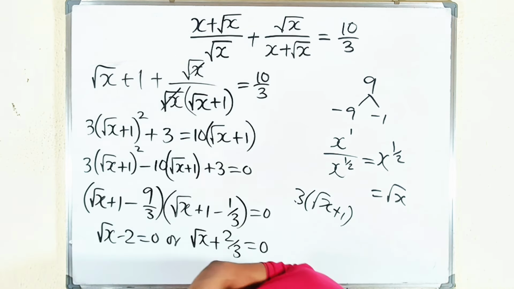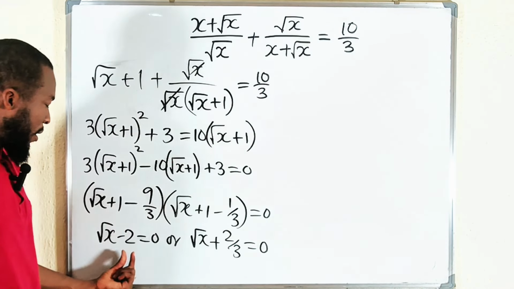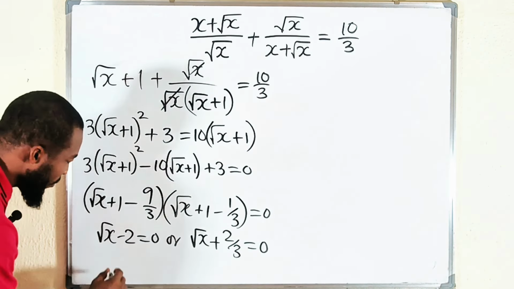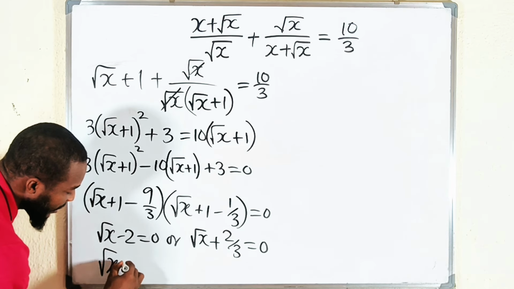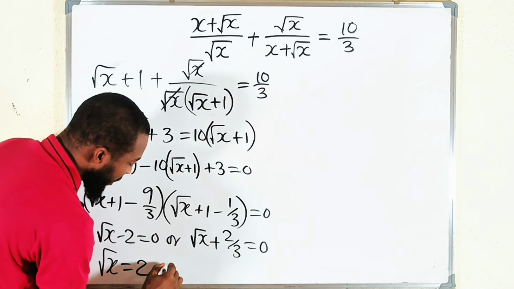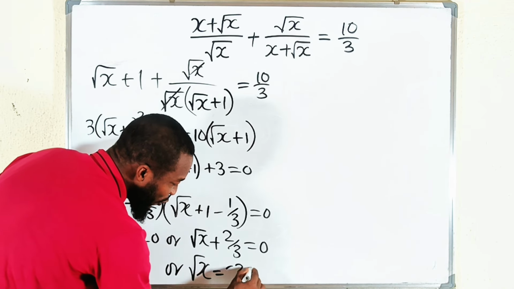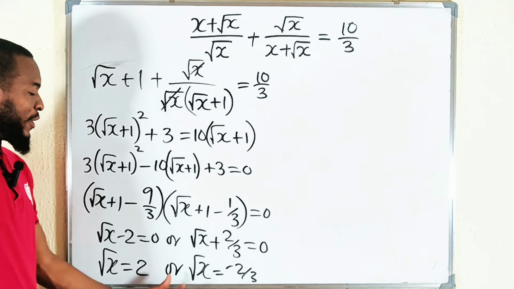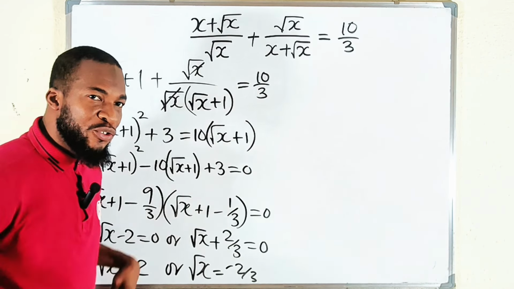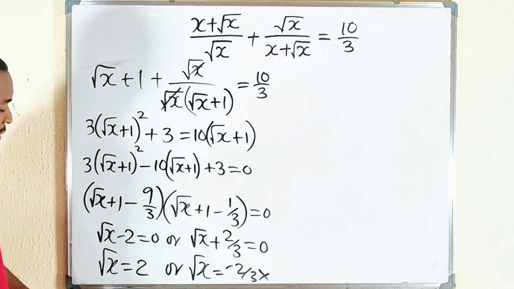Let us finish it here. You can take this one. Okay, let me do that here. Square root of x is now equal to 2 as negative 2 crosses over. And you can also do the same thing here. Square root of x equal to negative 2 over 3, which is not true. Square root of x will always produce a positive result. So we are not going to consider this. It's not part of our solution.